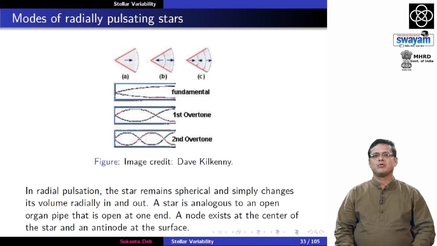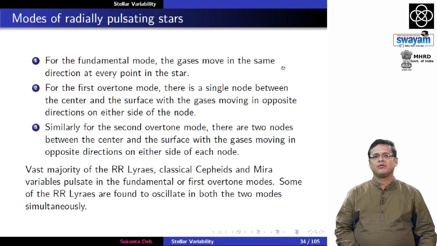Now, we will discuss radial pulsation in the case of a radially pulsating star. In radial pulsations, the star remains spherical and simply changes its volume radially in and out. A star is analogous to an organ pipe that is open at one end. A node exists at the center of the star and an antinode at the surface. For the fundamental mode, the gases move in the same direction at every point in the star.